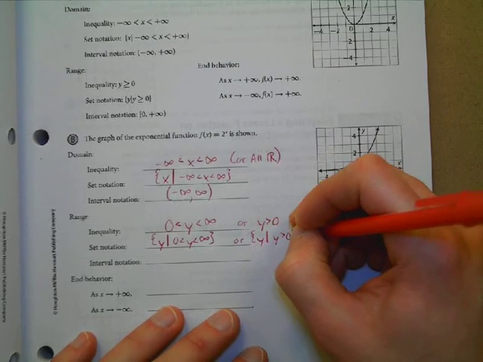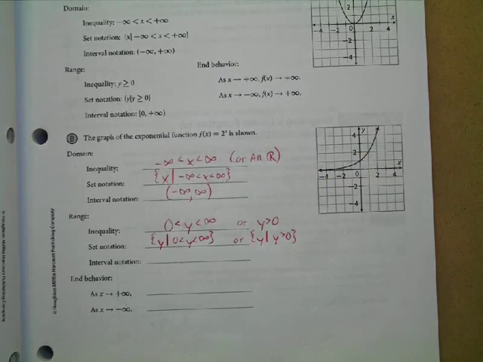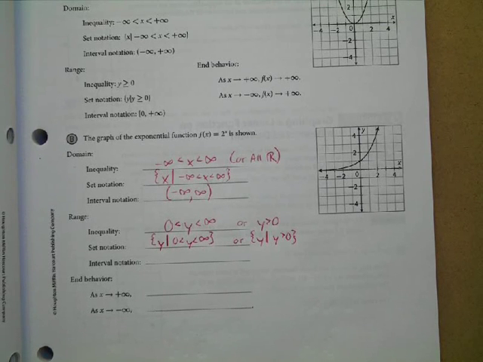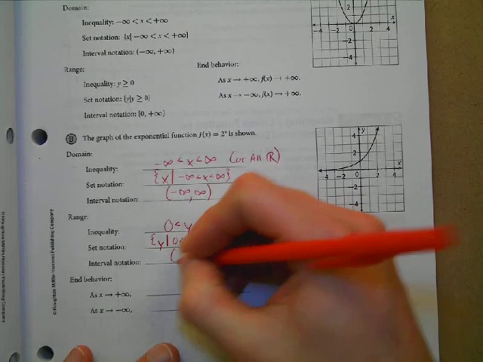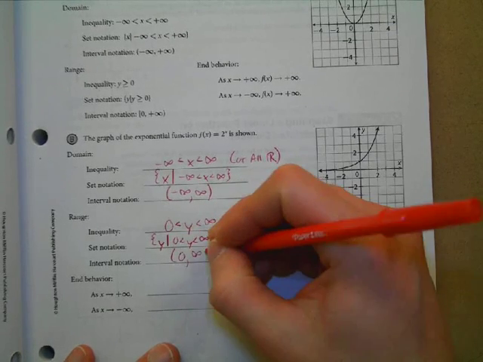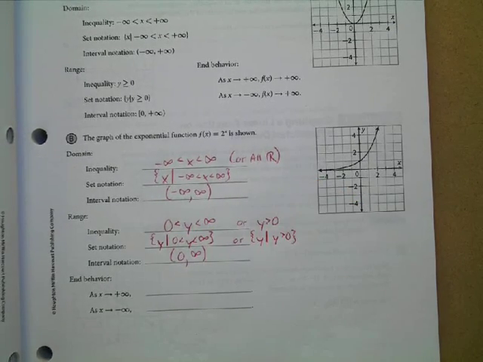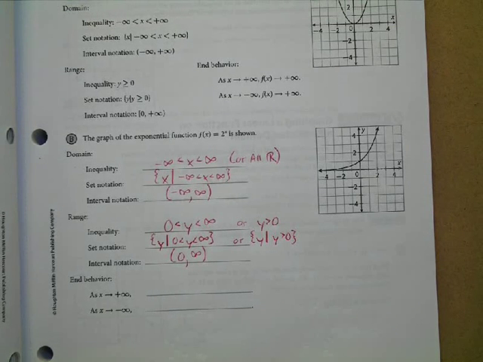What would that be? Where should our intervals start? Parentheses 0. Yep. Comma infinity. Perfect. Well done, sir. Exactly right. Okay, interval notation, again, it starts at 0. We don't include the 0, right? There's no equal to, so it's a parenthesis. It goes up to infinity. Again, you never include infinity, so it's a parenthesis. Beautiful.